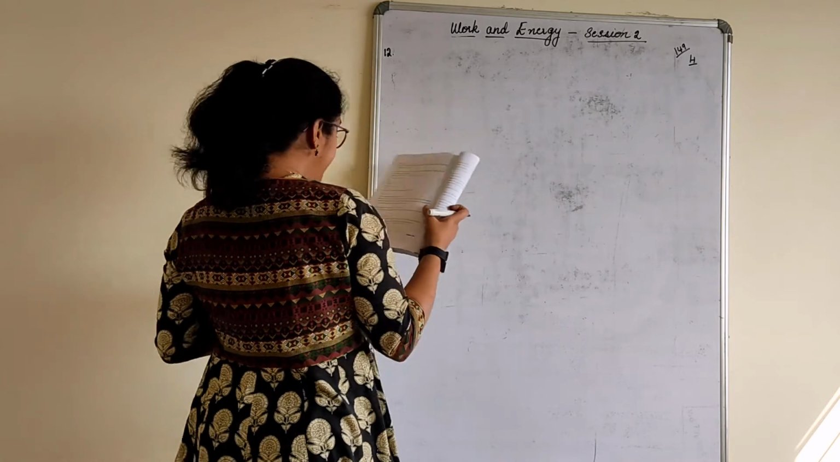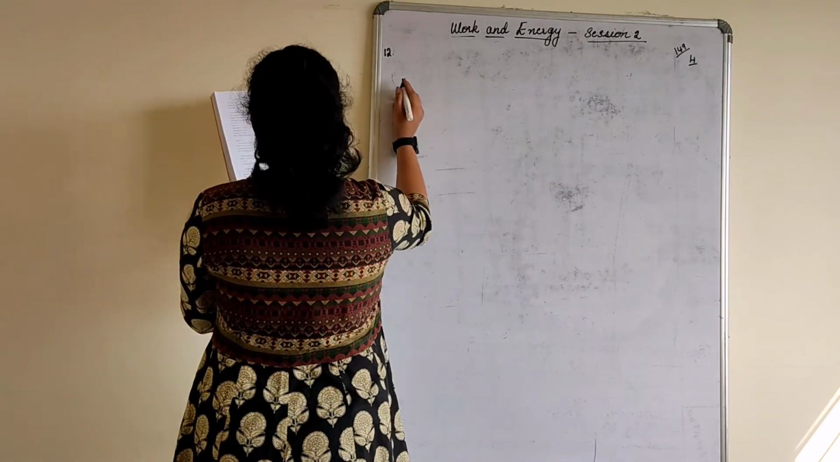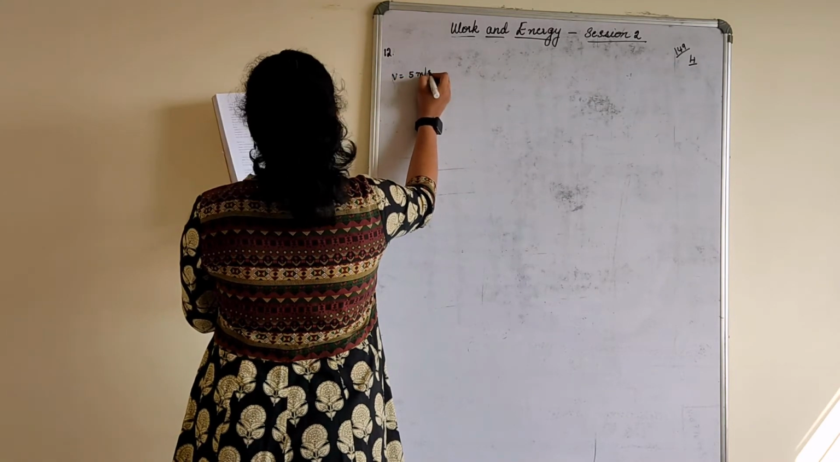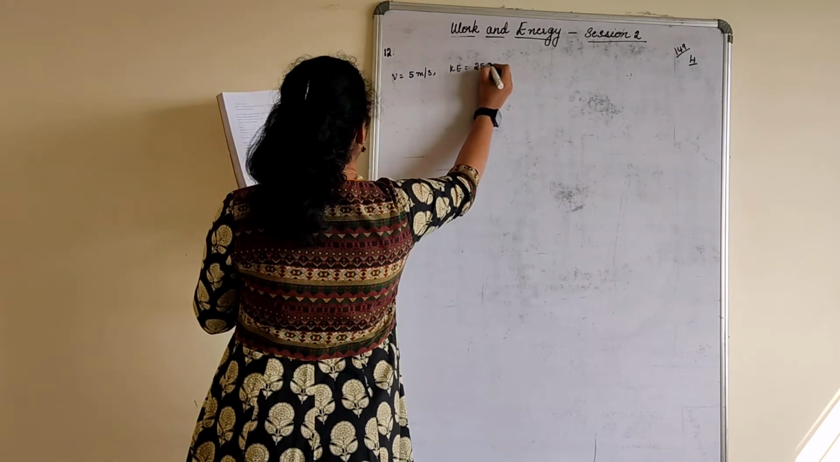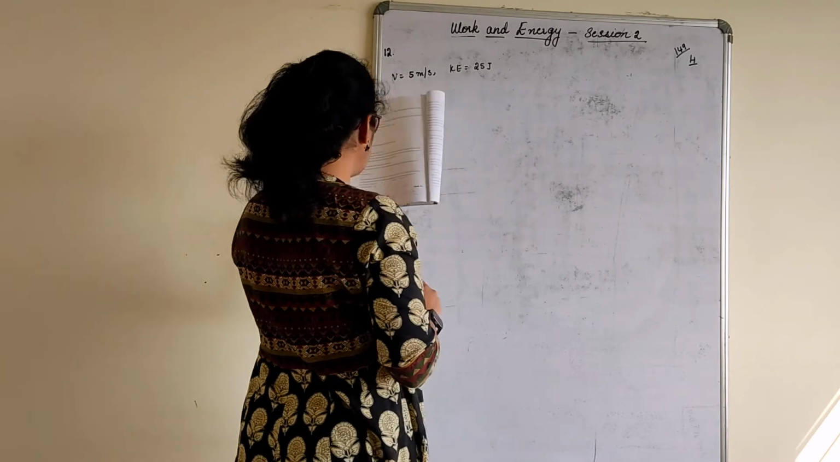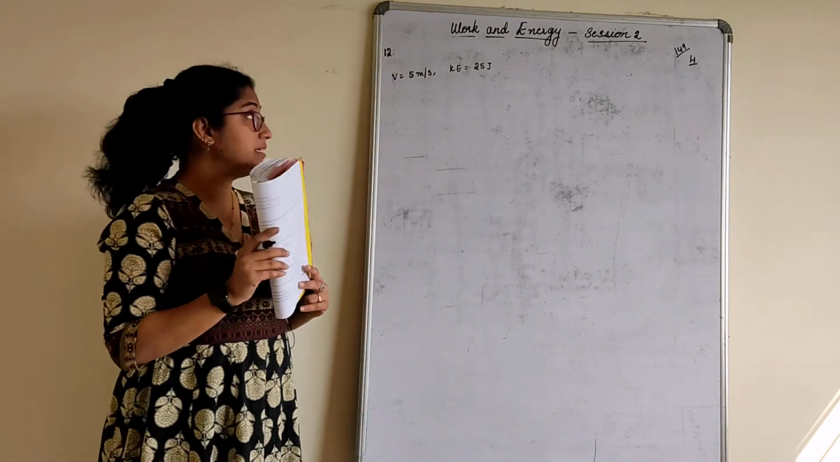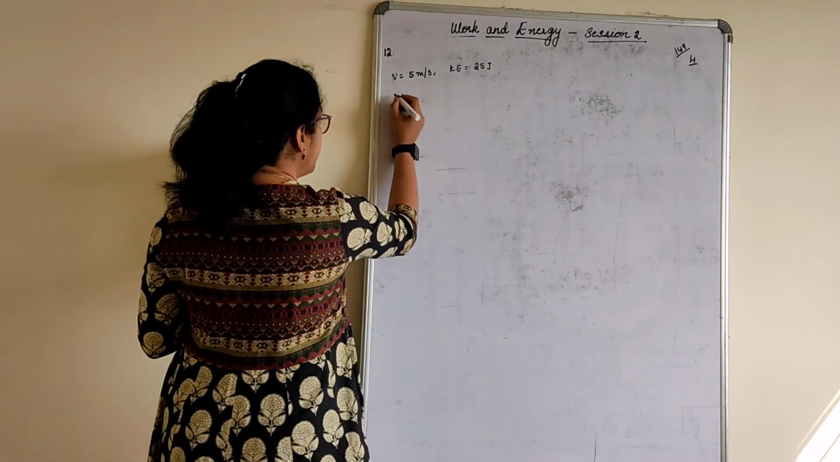Page number 152. The kinetic energy of an object of mass m moving with a velocity of 5 meters per second is given as 25 joules. What will be its kinetic energy when the velocity is doubled? What will be its kinetic energy when it is 3 times increased? Many methods are there for the sum. I'll choose one of the simplest ones.